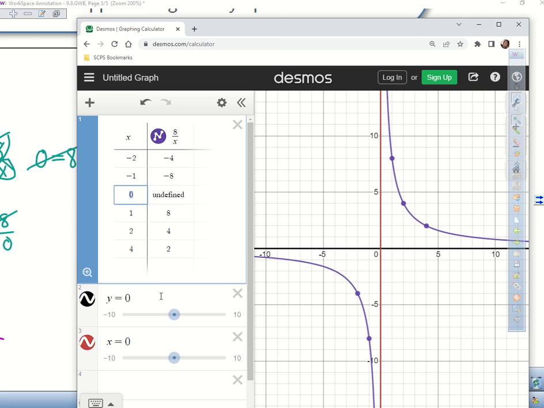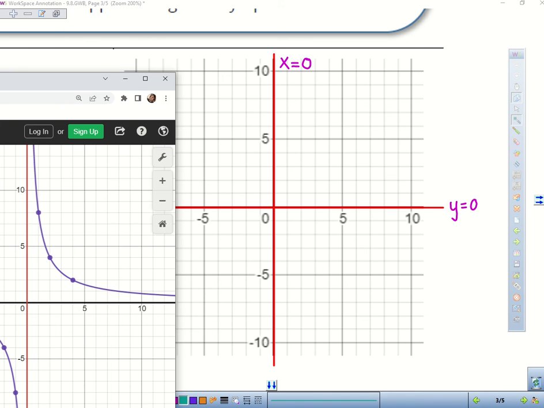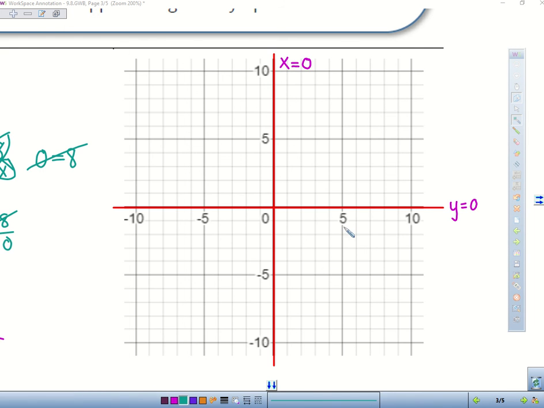I'm going to change this 0 to a -4, because the 0 is undefined. So now I have a good set of points I can graph. Okay, I have 6 of them. I'm going to drag this over so that I'm able to graph it. So I'm going to plot those points.